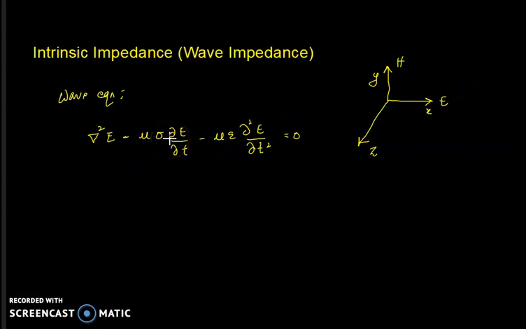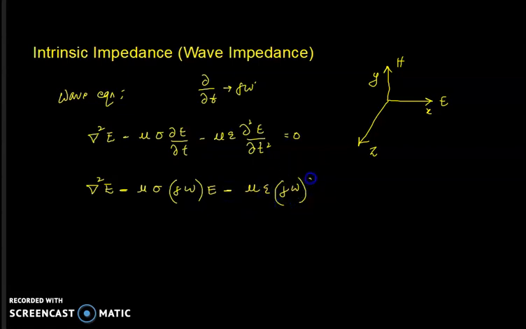And this is the differential form of the wave equation, and we can express this wave equation in the phasor form. In the same wave equation, instead of d by dt we use j omega. That's the easiest way to convert this differential form to the phasor form. So mu sigma j omega E minus mu epsilon j omega squared E equals 0.